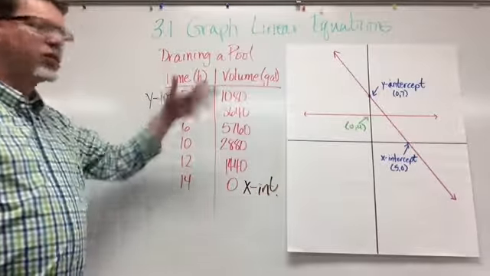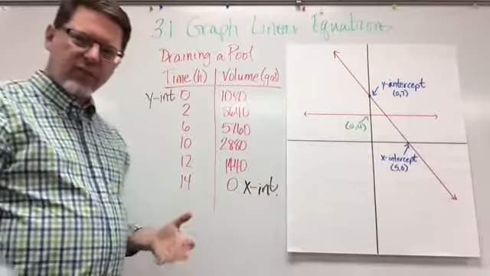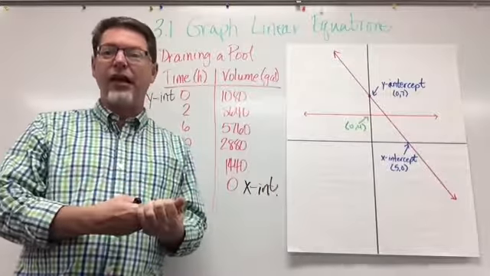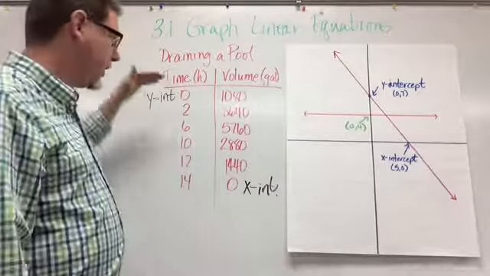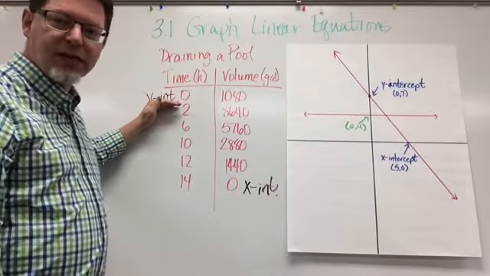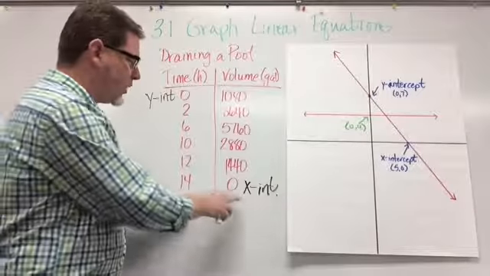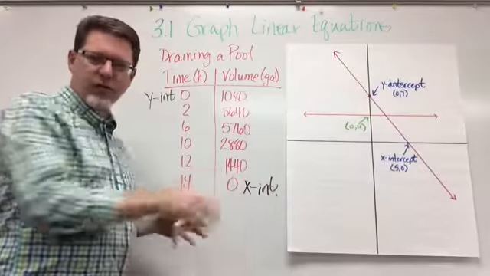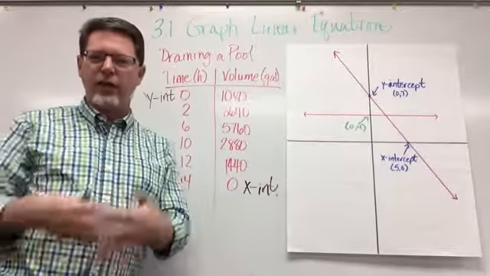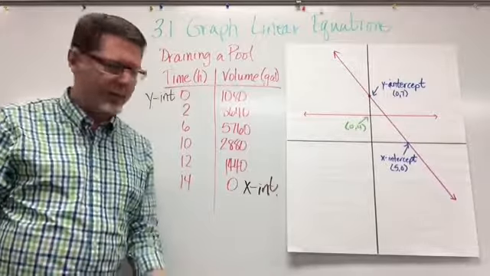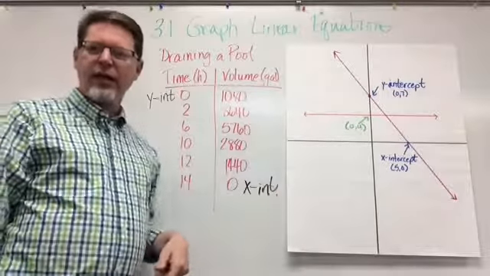Okay? Now this is a real-world problem. There's a definite beginning and a definite end to this situation. We got 1,080 gallons in the pool to start with. That doesn't change. And then at the end, after 14 hours, there's 0 gallons. Okay, we're not going any farther. We can't have a negative number of gallons in the pool. So it's a definite beginning and an end.